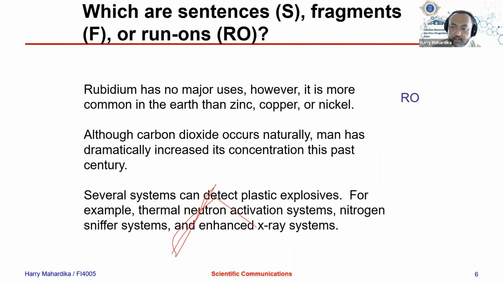So here, I'm just going to give you an example of a sentence, run-on, and fragment. The first one is a run-on. I'm not going to spell it out for you, but you may look at it yourself. But at least in a sentence, you may see that it has a clear subject, verb, object, and adverb, unlike in run-ons or fragments.